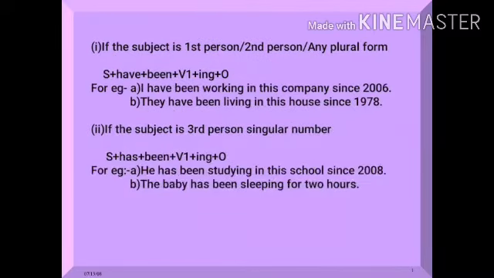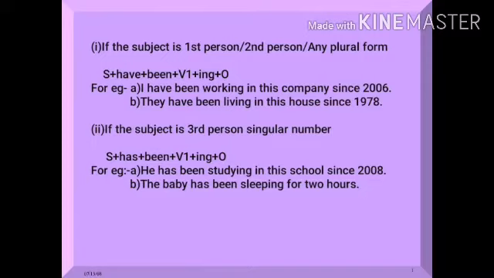Now formula. Formula again I have divided into two parts for your easiness so that you can understand it well. If the subject is first person or second person or any plural form, then we will apply the first formula. Subject plus have plus been plus V1, that means the root form of the verb, plus ing plus object. For example, you can see I have written number A, I have been working in this company since 2006.